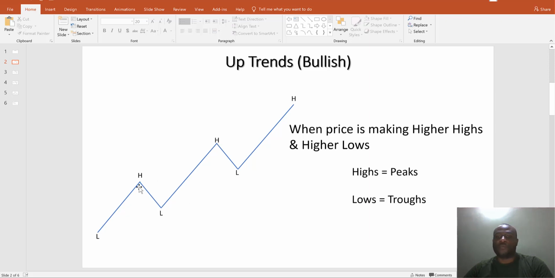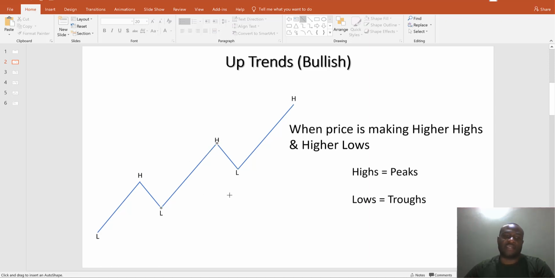and these will be the troughs. The definition for an uptrend is when price is making higher highs, which simply means that this high here is higher than this high here, and this high is higher than this high. But remember, price goes from left to right. So this high is newer than this high, and it is higher, so that's a higher high. And this one here, being the current high, is also higher than this one.